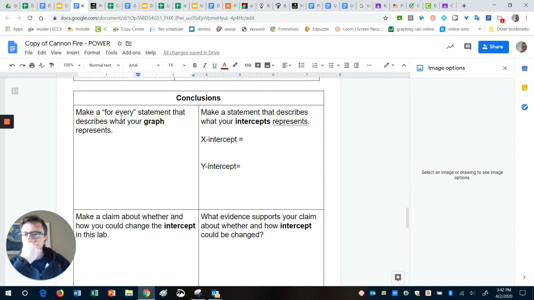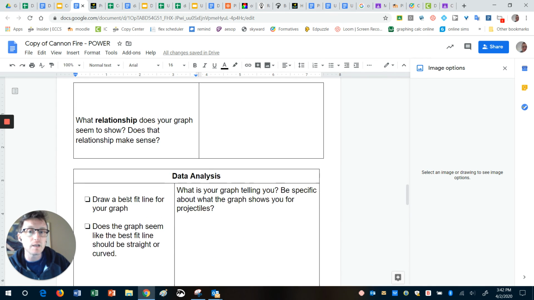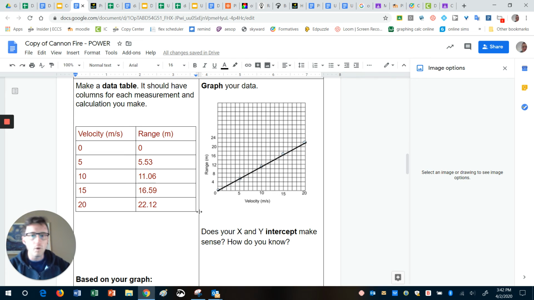And then the conclusion. It says to make a for every statement that describes what your graph represents. That's basically saying, look at the line and ask, what is the line telling you? Now, one thing you might want to do is find the slope. Remember, slope is just how much the line goes up by each time. I'm going to look at the numbers here. This is where 0, 0 sometimes is really nice and important. It looks like the range goes up by about 5.53 each time I increase my velocity by 5.